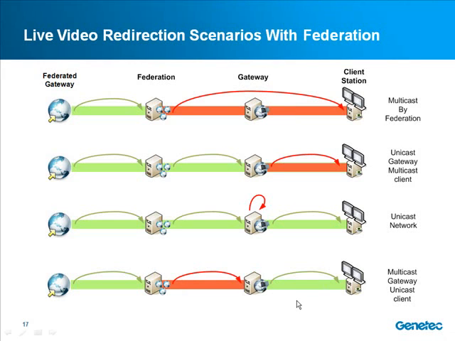Now, most commonly we would have a unicast connection between the Federated gateways and the Federation server, since most external sites are connected on a WAN or the Internet and do not support multicast connections between them. Since the video stream is always being redirected by the Federation server, the live video redirection scenarios are pretty much the same as we previously covered. Note again where we have a multicast loop to replicate the unicast video stream in order to send the video stream to multiple clients from the gateway.